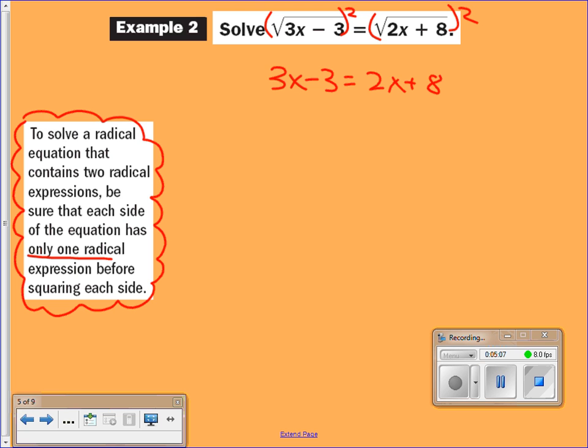Now you have 3x minus 3 equals 2x plus 8. And now I go back to my solving equation skills. I have variables on both sides. Let's subtract the 2x, and I have x minus 3 equals 8. So let's add 3 to both sides. I have an answer of 11.